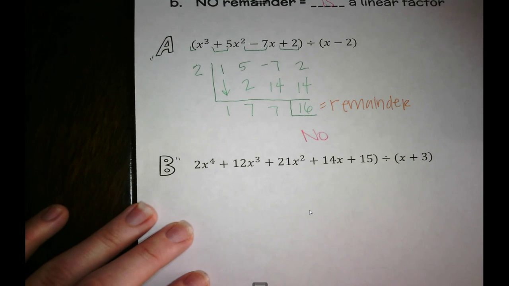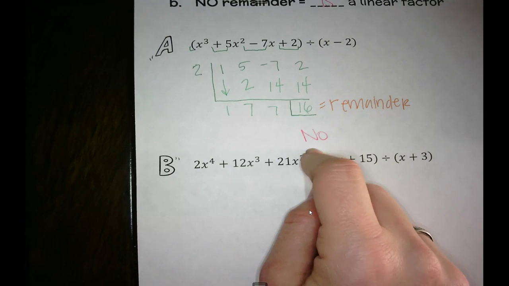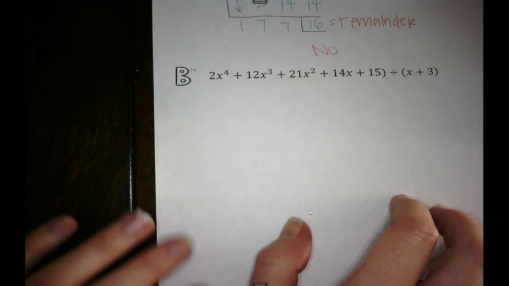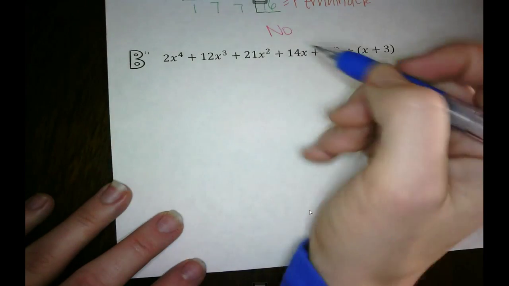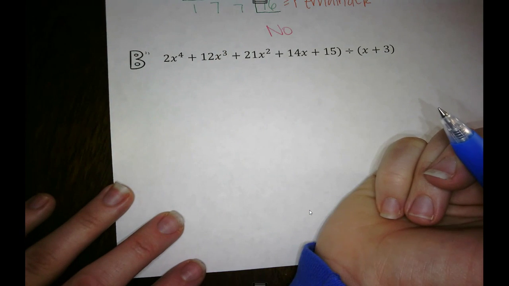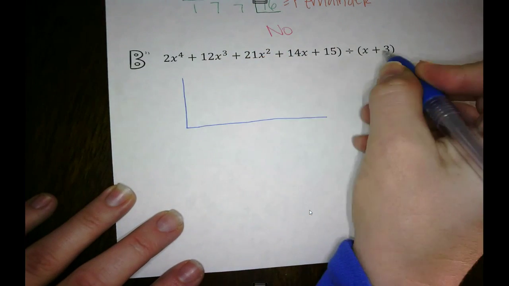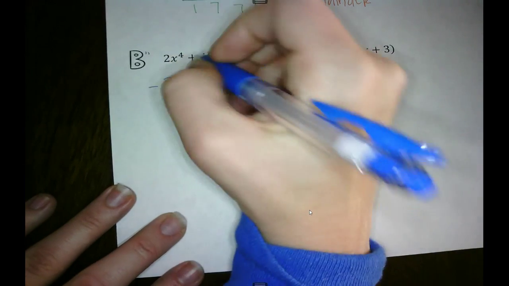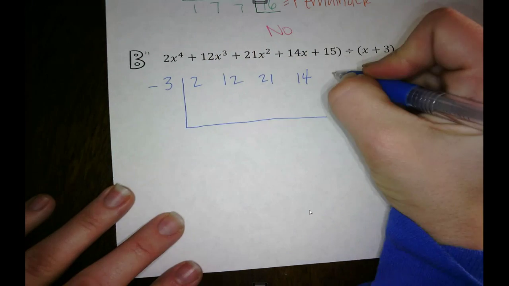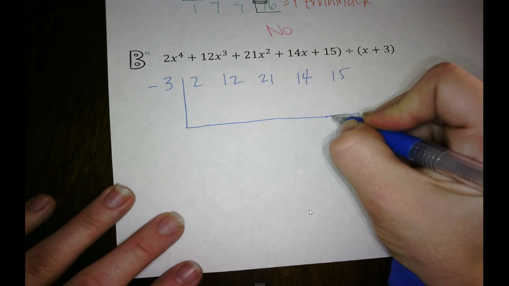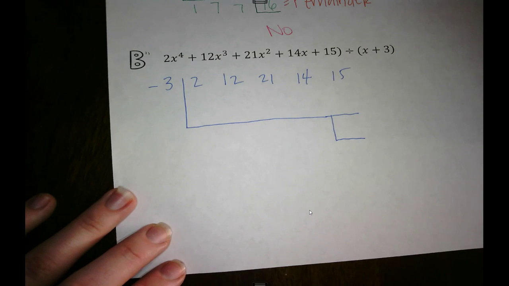Okay, and that's it. We're just practicing our synthetic division. If we got a remainder, our answer is no. If we do not have a remainder, our answer is yes. So let's try this big long example down here. Draw your L, put the opposite. 2, 12, 21, 14, 15. Draw my remainder box. And let's get going.